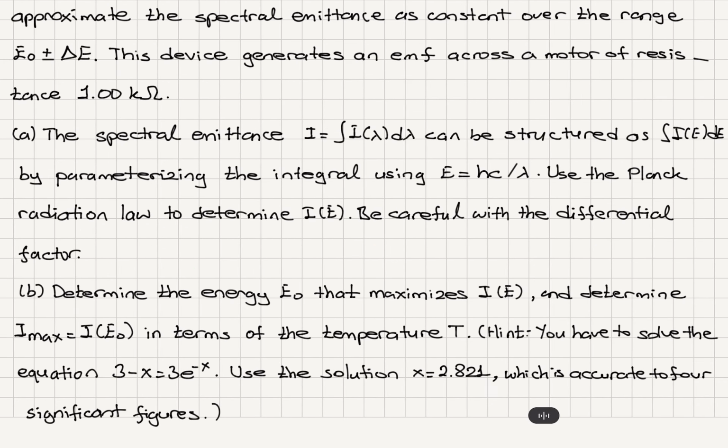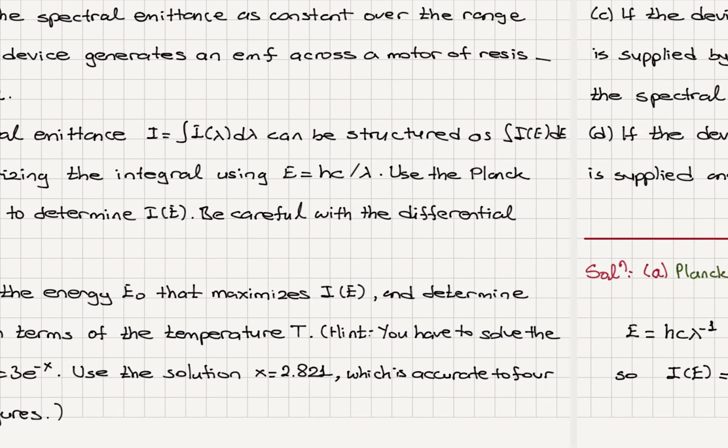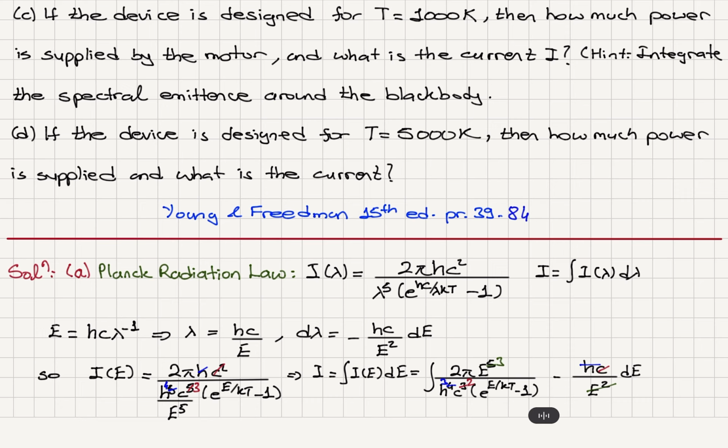The photodetectors are detecting the power emitted by this black body. So they will capture photons with an energy range E0 to E0 plus or minus 0.01 E0. And the power that will be detected is the spectral emittance for this window multiplied by the surface area of the sphere, which is 4 pi r squared. And this power is basically supplied by the motor.